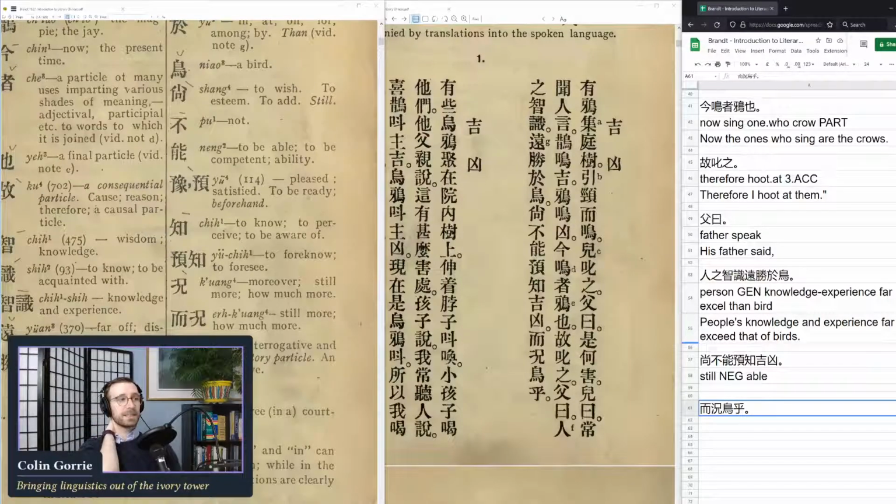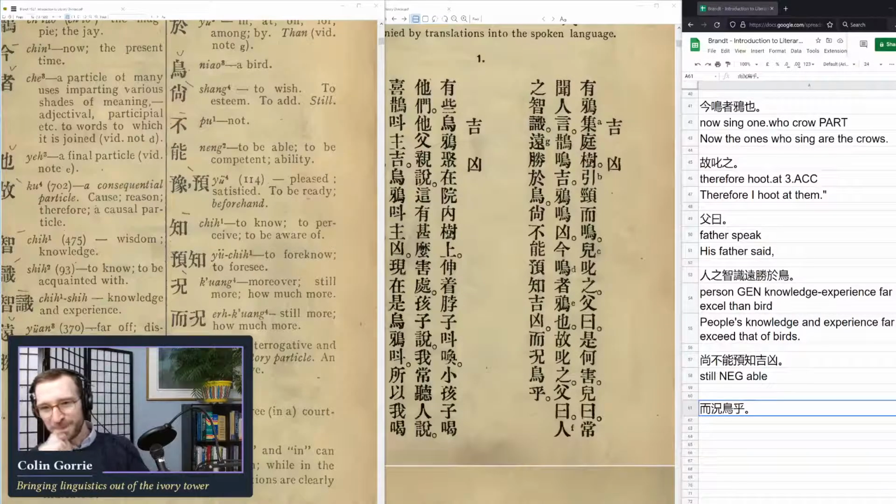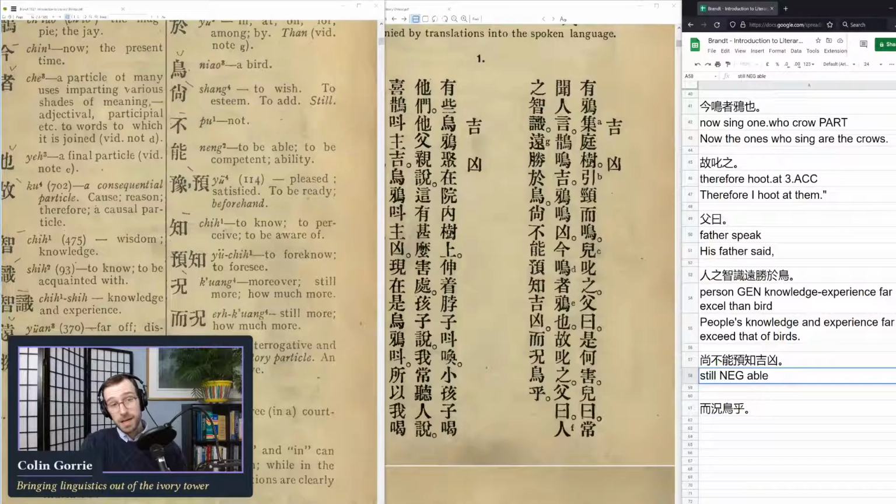yu and zhi, yu zhi. So we have a lot of different meanings for yu. Pleased, satisfied, to be ready. But here we're going to translate it as beforehand. This is another one where I'd be very curious to know what the story is there, etymologically speaking. But yu zhi, when we combine it with zhi, we have beforehand know, so to be able to know beforehand, to be able to foresee. So they're still not able beforehand know.